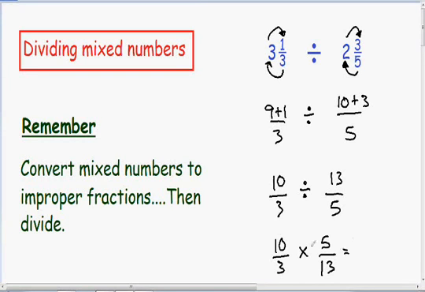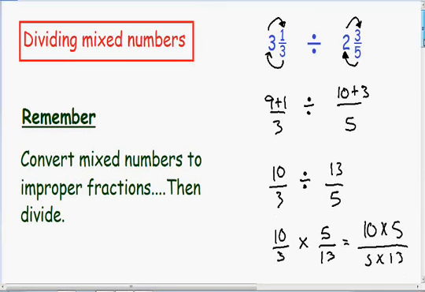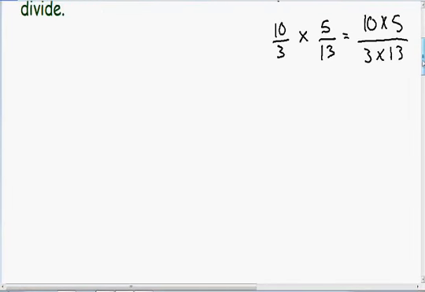First, I'm going to multiply my numerators. In our numerator, we have 10 times 5. And now I'm going to multiply the denominators. In our denominator, we have 3 times 13. And now I'm going to scroll down a little bit just to give me a little more space. And now I'm going to simplify this even further. In our numerator, we have 10 times 5, which is just 50. And in our denominator, we have 3 times 13, which is 39.